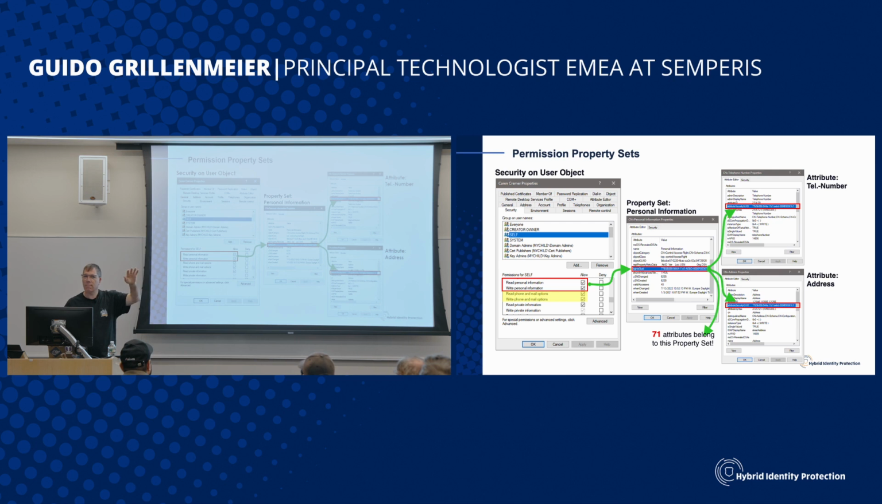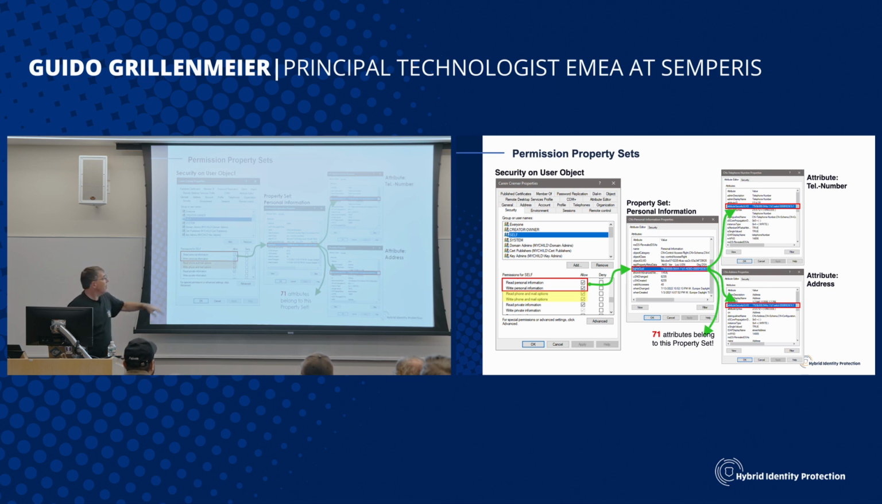10, 20? Anybody? Yes, hundreds. It's not hundreds, but it's 71 just in that one. Yeah, and there's plenty of attributes that we grant, and Exchange adds another 100 to that property set. So if you have Exchange in the environment, it's even more.